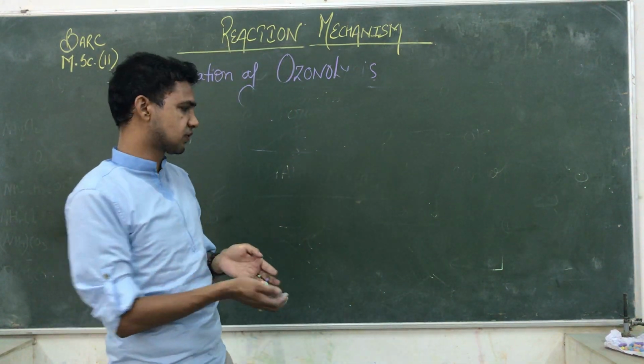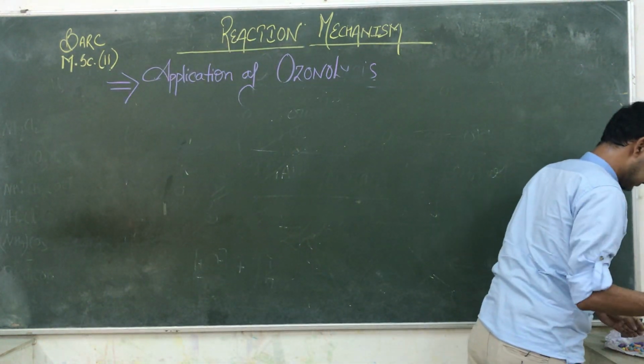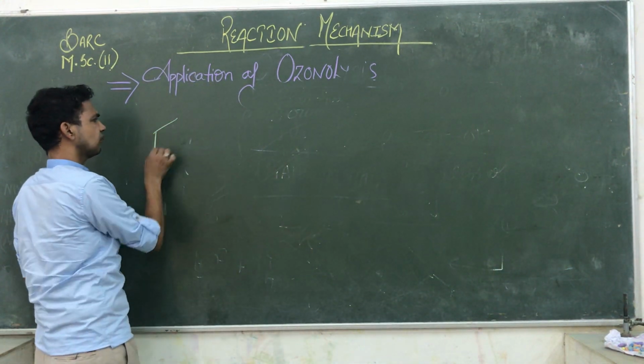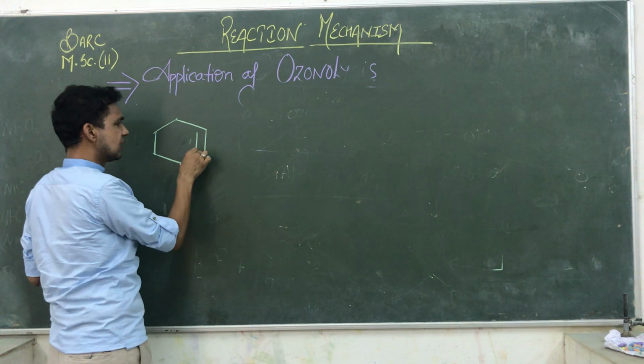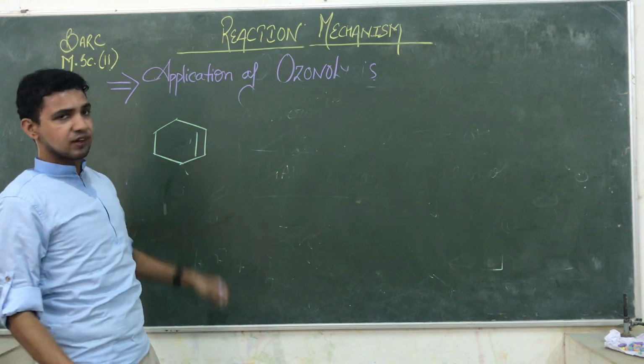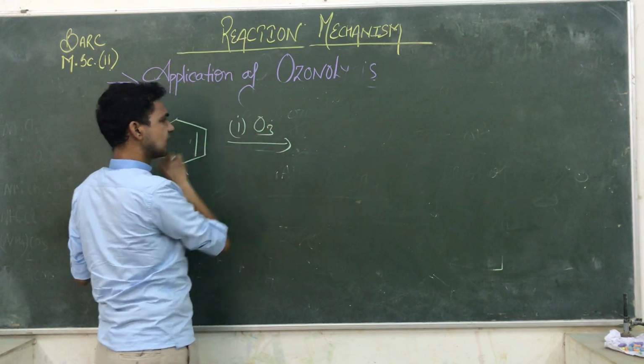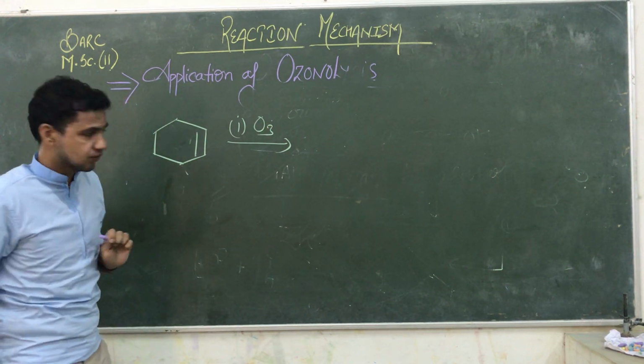But before that, I am just giving you some information related to its applications. See guys, the first application, we have cyclohexene. This is cyclohexene. It first follows the ozonolysis process. You know, it forms a temple-like structure.